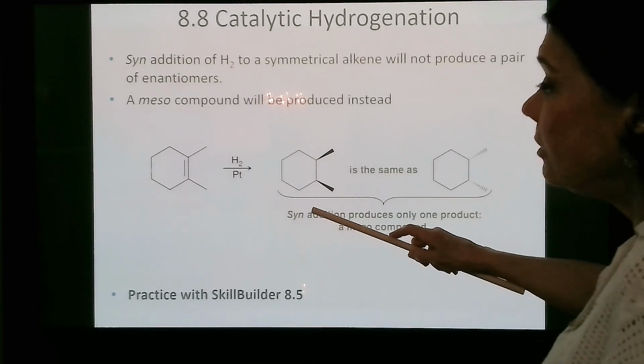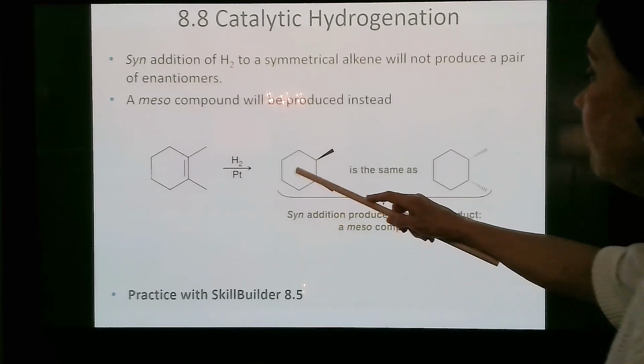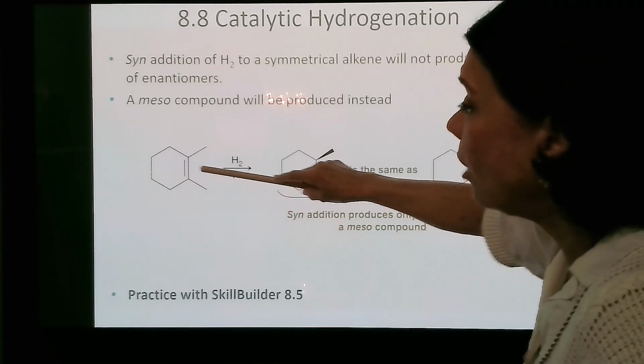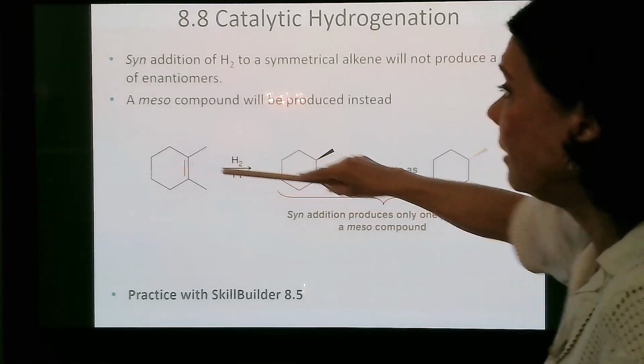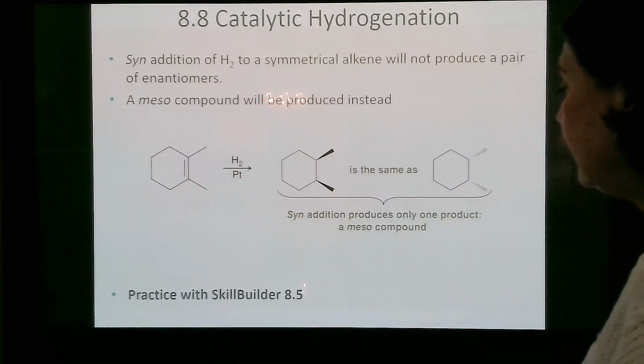And syn addition produces only one product, a meso compound, because on this one you have a mirror plane. It's a symmetrical alkene.